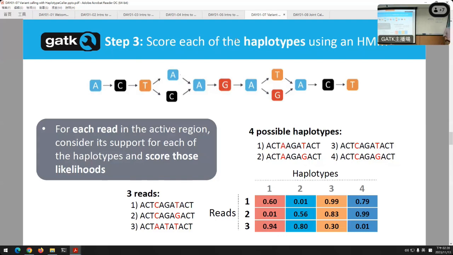Yeah, ask the question. Why does read 3 have a higher magnitude than read 2 for haplotype 2? Remember, everything depends on the base qualities, and this is a toy example. Haplotype 2 has an A and a G. Read 2 has a C and a G. Okay, so we have that number there.